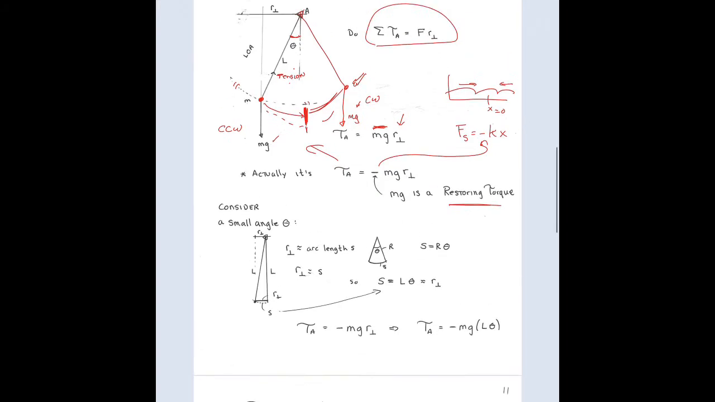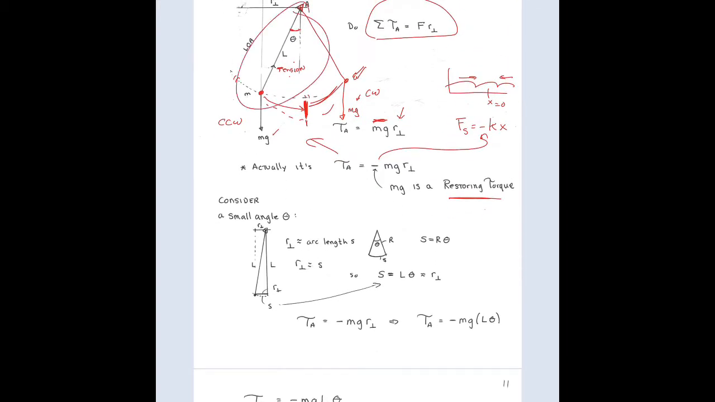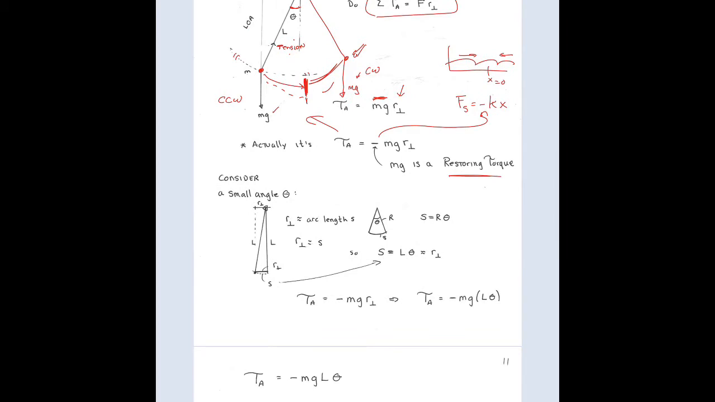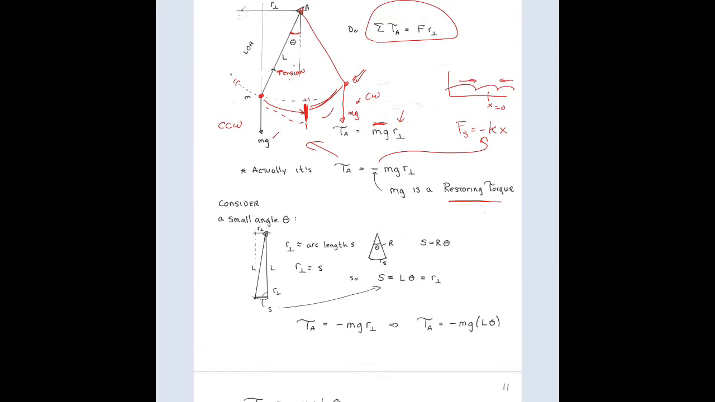What we have to do is take this picture up here and redraw it down here, but without the forces. This is what I have: there's my vertical line, right there.